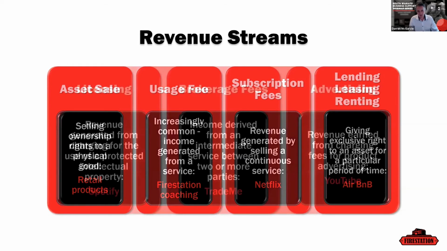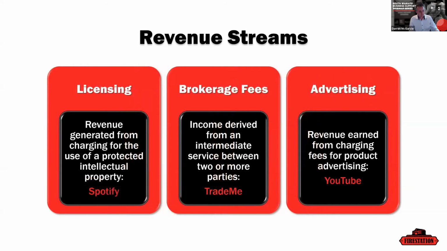All right, what else have we got? Licensing. You might have created some intellectual property. You might have a proprietary system or process in your business, and it could be possible to license that out to other people.